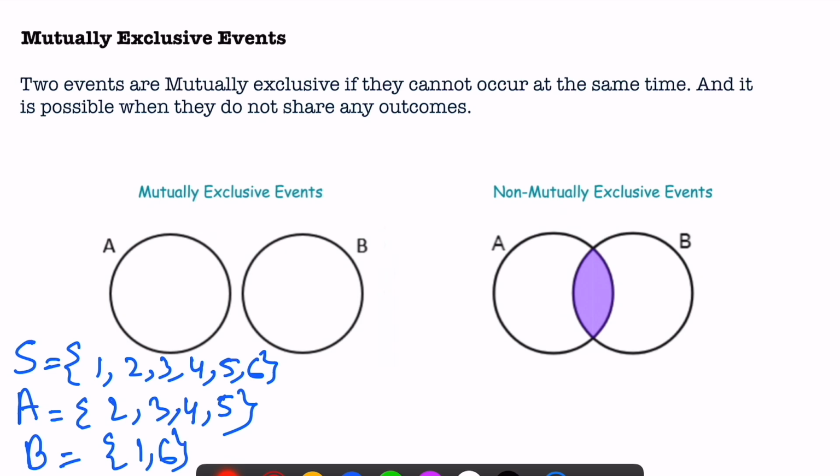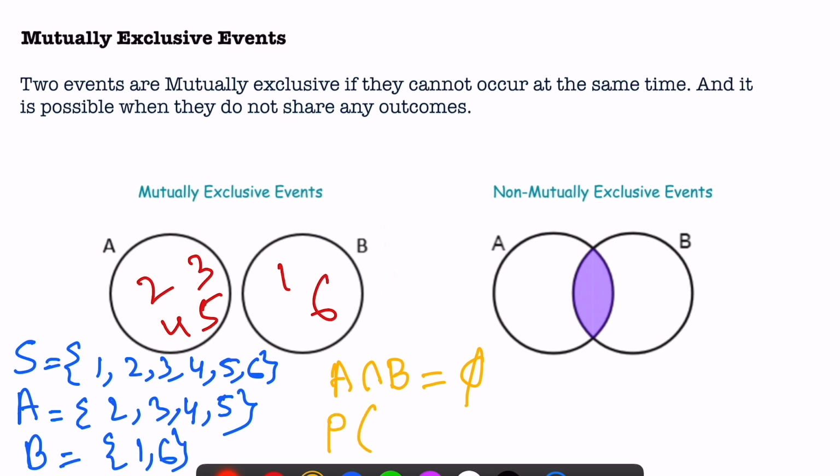If we try to draw it, event A is 2, 3, 4, 5 and event B is 1 and 6, and they are mutually exclusive. Here A intersection B is empty. They do not have anything in common and probability of A intersection B is 0.